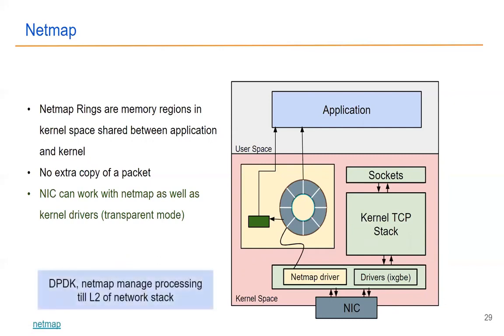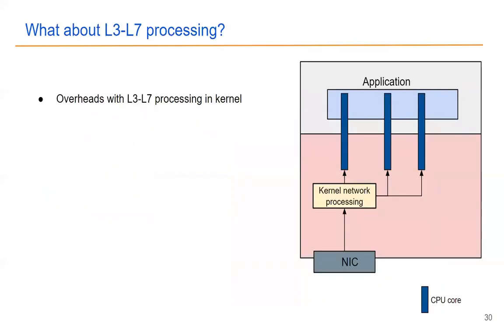Now, DPDK and NetMap are good because they bypass the kernel for us and handle the packet processing overheads. But they only provide processing up to layer 2 of the network stack. Then the question is, what about the layer 3 to layer 7 processing? To understand this, let us see the overheads in the kernel pertaining to layer 3 to layer 4 processing and see how they are mitigated in a kernel bypass mechanism.